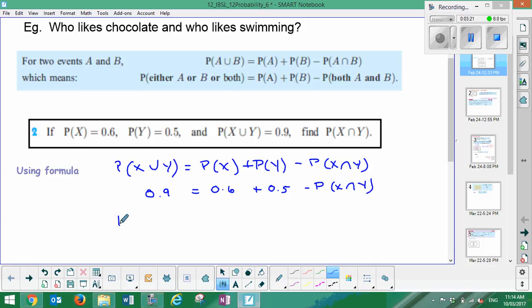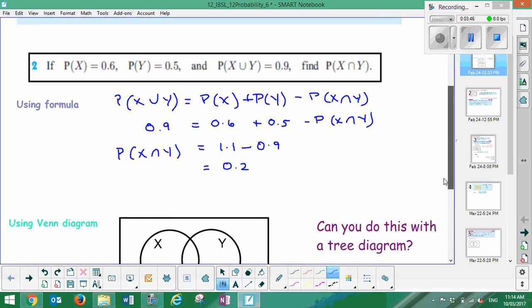So therefore the probability of X and Y will equal 0.6 plus 0.5 is 1.1. We've added that to that side. Now let's subtract our 0.9 and it comes out as 0.2. So that's the probability of getting that overlap between X and Y.